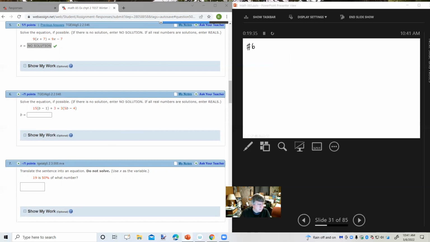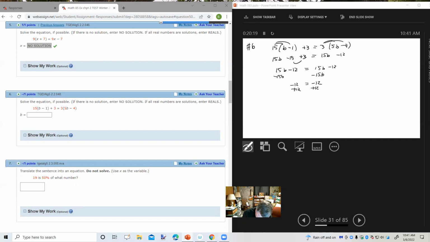Number 6. Solve the equation if possible. No solution, right? No solution. All real numbers, right? Reals. 15 times b minus 1 plus 3 equals 3 times 5b minus 4. On the left side of the equation, distributing, we get 15b minus 15 plus 3. On the right side equals 15b minus 12. Combining like terms on the left, 15b minus 12 equals 15b minus 12. They're identical, aren't they? If I keep going, I'd get negative 12 equals negative 12.